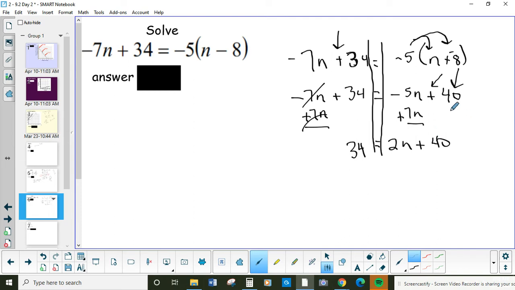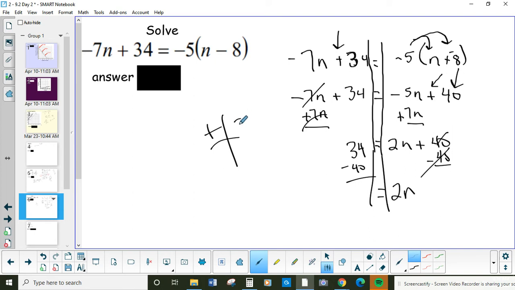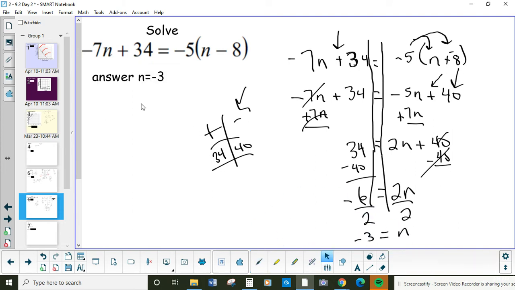Once I have one variable like this, this is now a two-step equation like the last one we did. This is where we work farthest away from the variable. Do inverse operations. And if I have positive 34 and negative 40, well, those are opposite teams, right? Positive 34 and negative 40, opposite teams mean subtract. There's a difference of 6. Negatives have more, so I have negative 6 left on this side. Divide both sides by the coefficient, the number in front of the variable. Positive divided by negative is negative, and hopefully you guys got a negative 3.